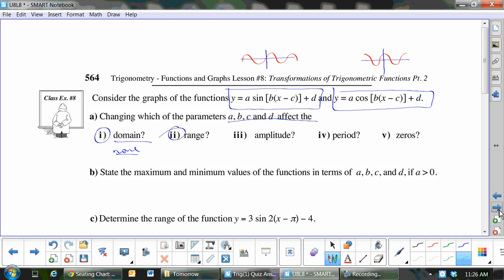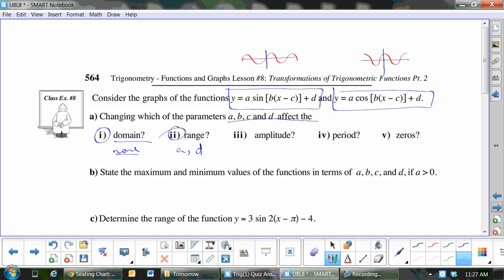Now, which one of those affects my range? Which one affects the range? Does amplitude affect the range? If I stretch it like this, does the range change? Yeah, I'm with you on that one. Okay, is that it? If I take my entire graph and I move it up, does it affect the range? Yeah, so just D, right?